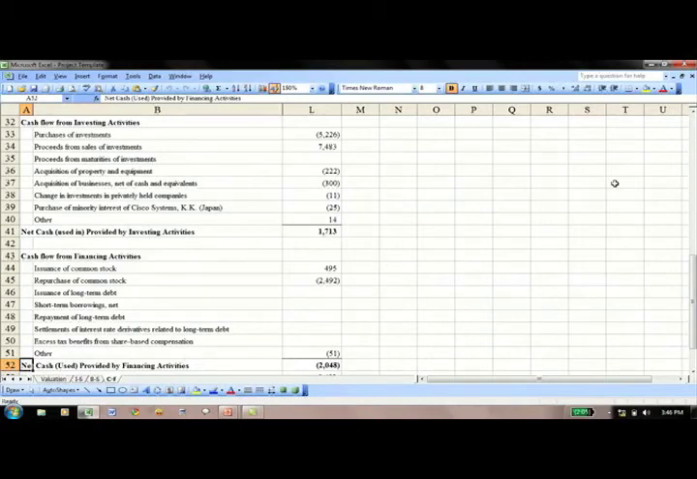Change in investments in privately held companies, negative 11. And on this one, I'd refer you to the notes to the financial statements. And then purchase of minority interest of Cisco Systems Japan. So this is probably money that they paid out to their Japanese partners to increase their holding in Cisco Japan. And then there's an other line item of 14. So when you add all of these up, what it says is that the net cash provided by investing activities is $1.7 billion. Had this number been negative, we would have said net cash used in investing activities.